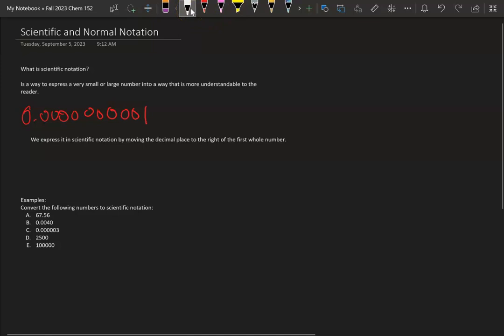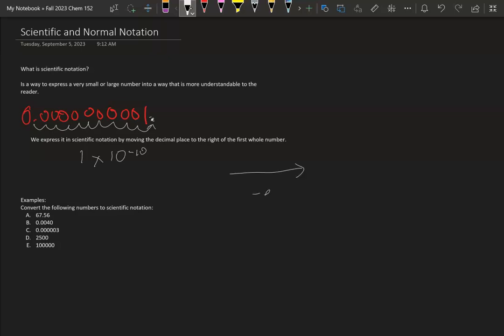Now, in this example here, we would move the decimal place to here, so it'd be 1, 2, 3, 4, 5, 6, 7, 8, 9, 10. So this would be 1 times 10 to the minus 10. So when you move the decimal place to the right, you have a negative exponent. When you move the decimal place to the left, you have a positive exponent, and that's what you're seeing in the way I'm writing it there.